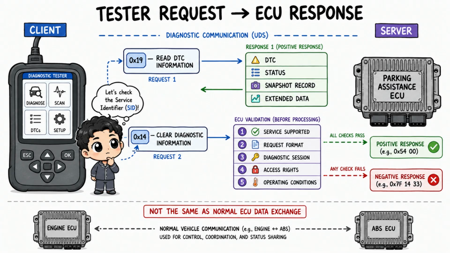The driver may bring the vehicle to a workshop. A diagnostic tester connects to the vehicle and sends a request. In Unified Diagnostic Services, the tester acts as the diagnostic client, and the server acts as the ECU. The client requests a service, and the server validates and processes it before sending a positive or negative response. One important service is Read DTC Information, identified by service 0x19. It can request configured DTC information, status data, and associated records.